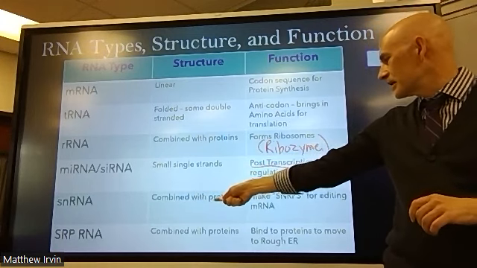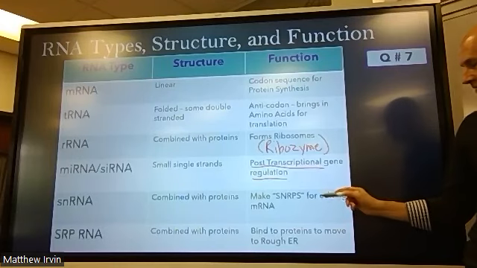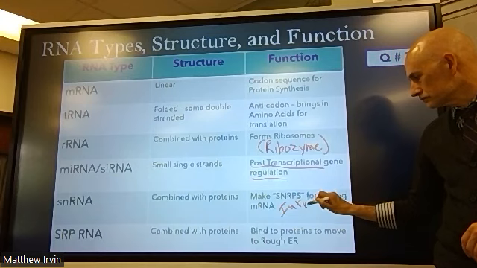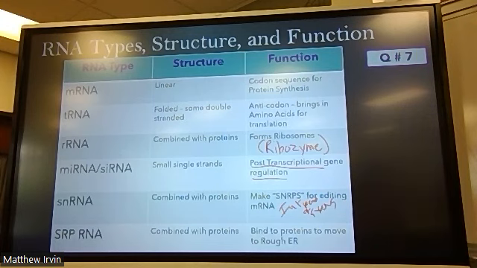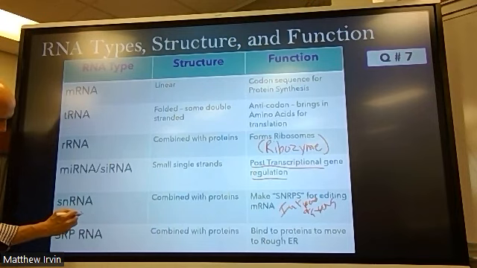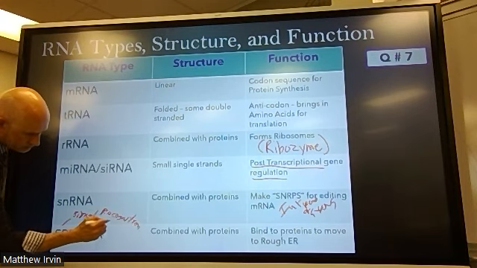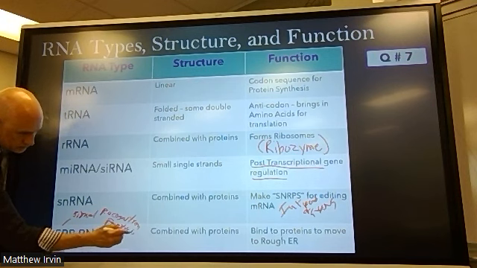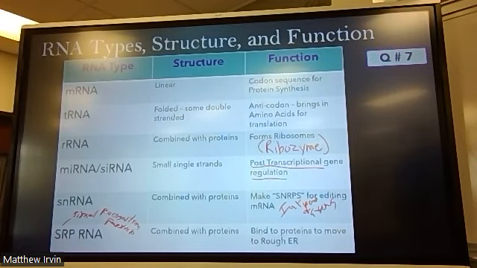snRNAs are the ones that make the SNRPs that do the splicing of the introns and the exons. And then the signal recognition particle, that's what SRP stands for. This is what tells a protein that it's going to go into your endomembrane system, which is your ER to vesicle to Golgi to vesicle to secretion.